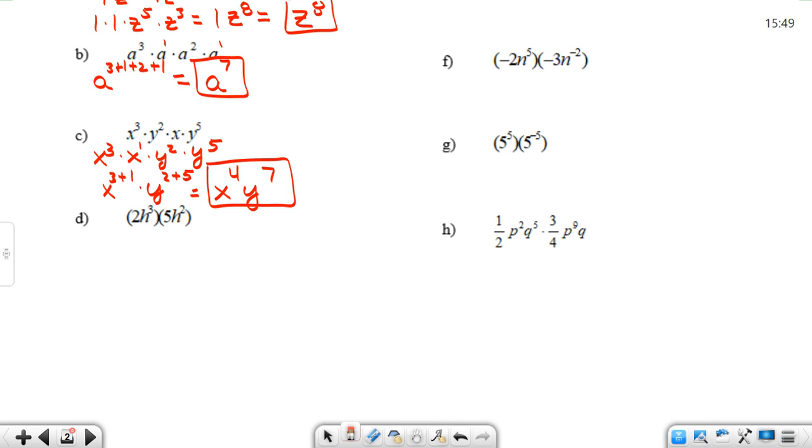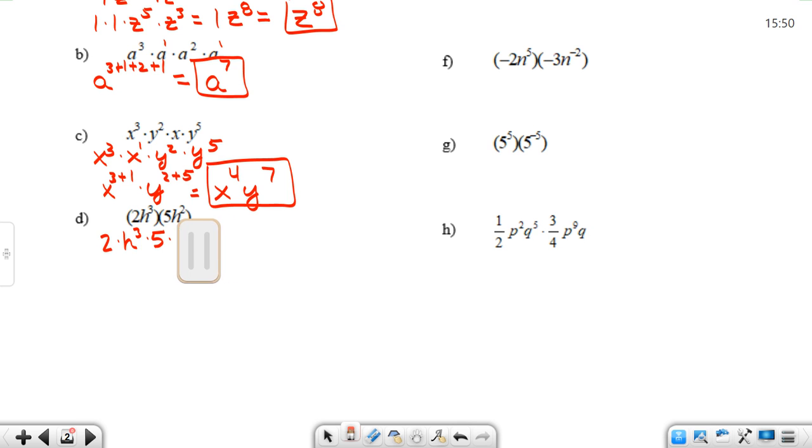Let's move on. So in D, we have 2h to the 3rd times 5h squared. Now, although we have parentheses around what appears to be 2 monomials here, we really don't need the parentheses, guys, because the only operation going on here is multiplication. So we can actually drop those if we want to and just use multiplication signs.